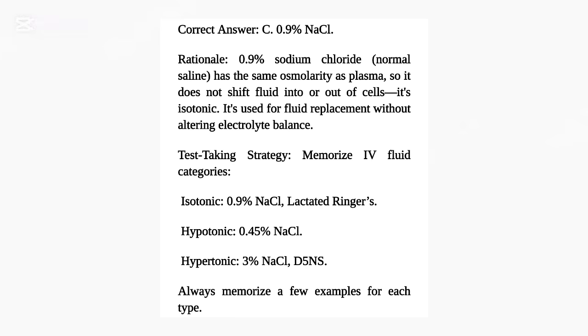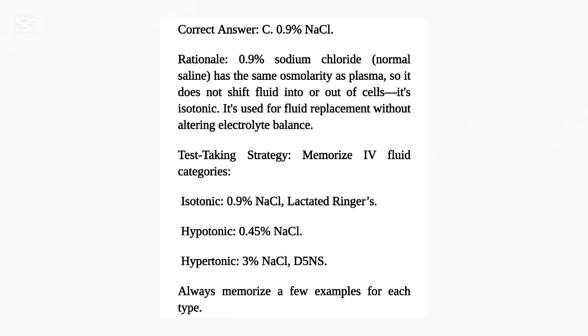Rationale: 0.9% sodium chloride, normal saline, has the same osmolarity as plasma, so it does not shift fluid into or out of cells. It's isotonic. It's used for fluid replacement without altering electrolyte balance.